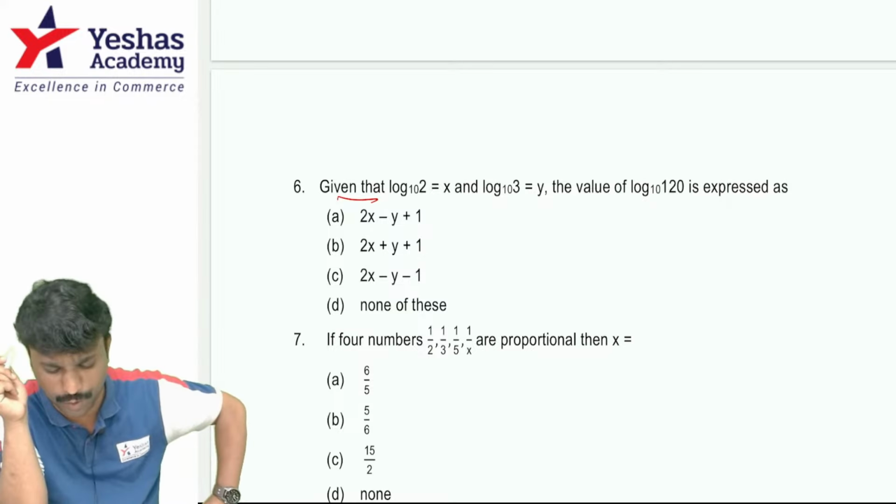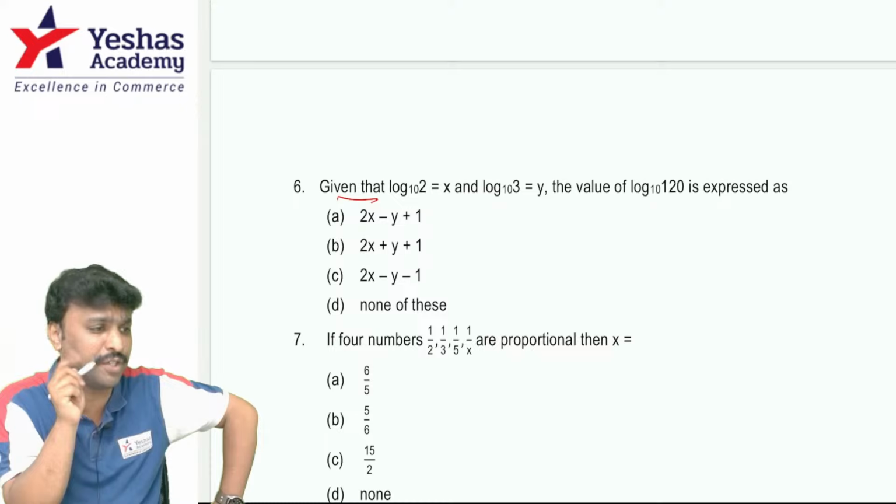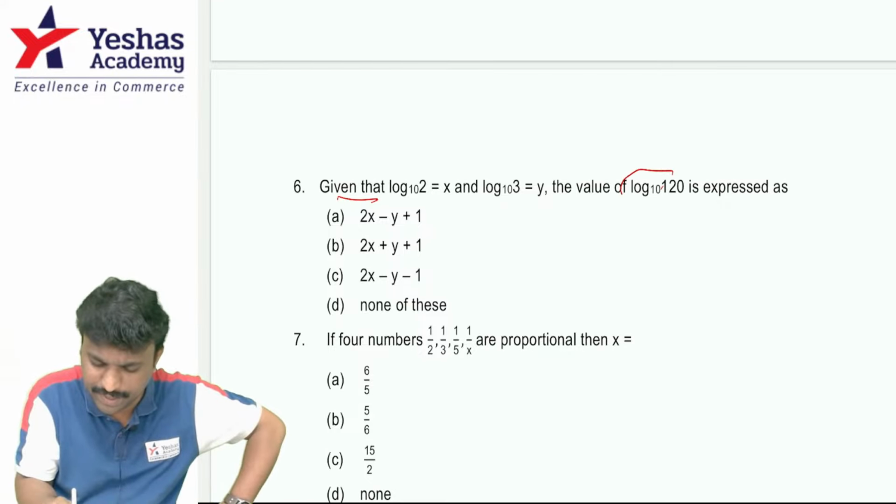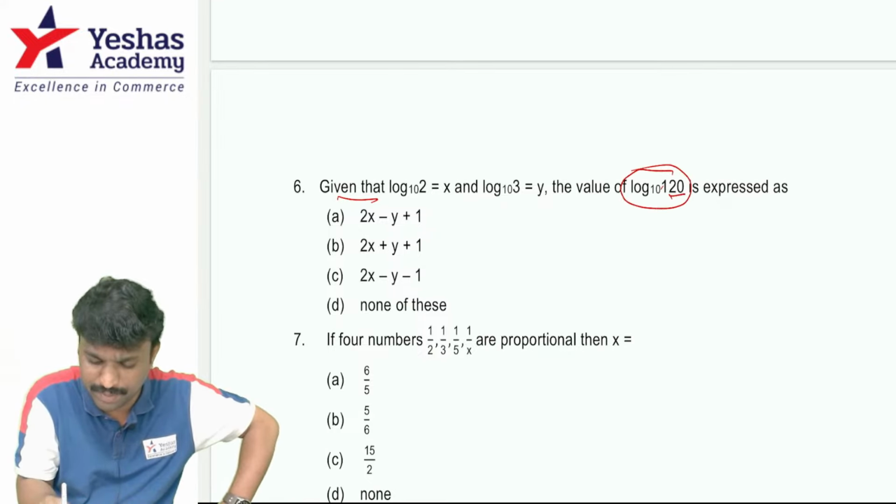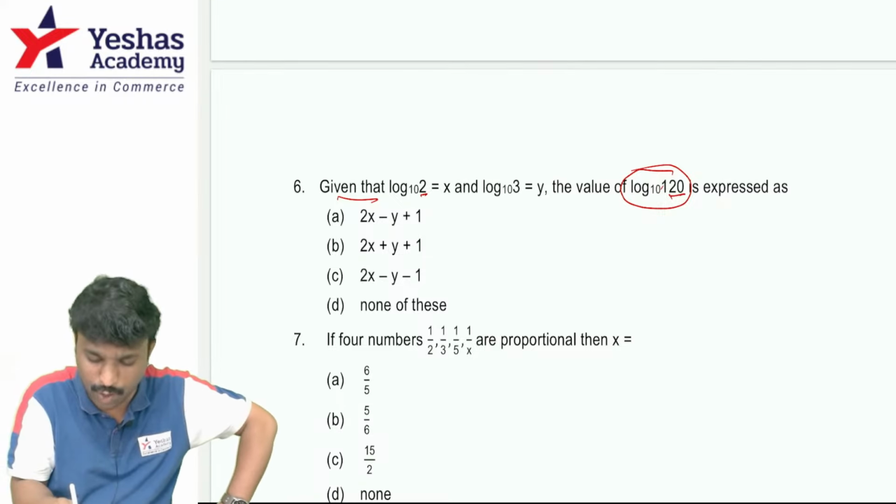Given that log 2 to the base 10 is equal to x, log 3 to the base 10 is equal to y, the value of log 120 to the base 10 is what we need to find. Now what you need to basically do is log 120 must be expressed in the form of 2 and 3. So how do I do it?